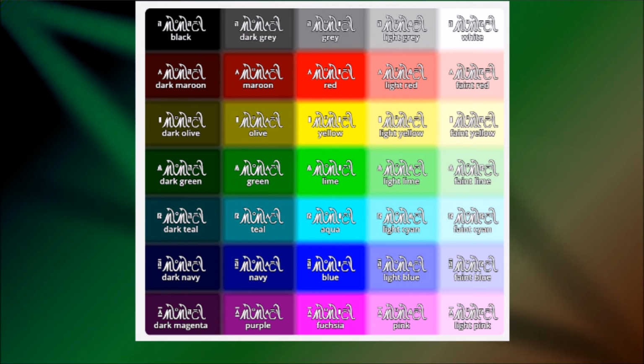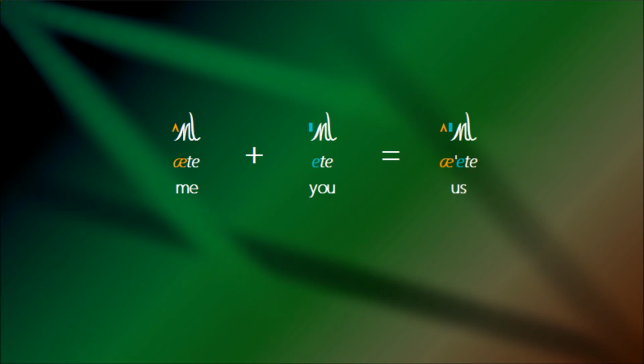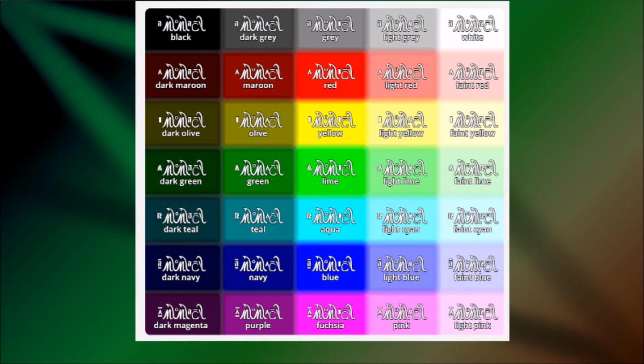But the fun doesn't stop there. Remember how in personal pronouns you could combine words like aite, me, and ete, you, to create aiete, you and me? I bet you know where I'm going with this. Just like a painter can mix different colors in order to create new ones, you can let out the linguistic painter in you and start mixing words like you would paint.